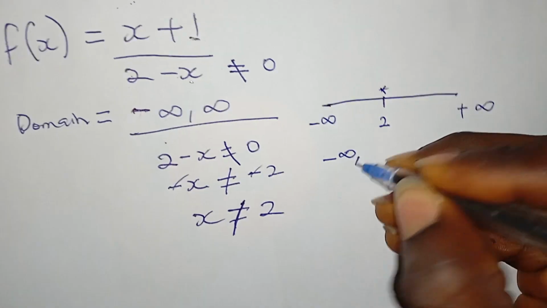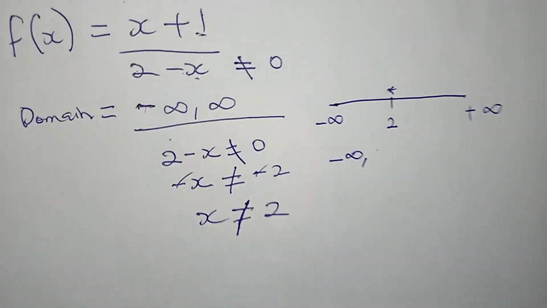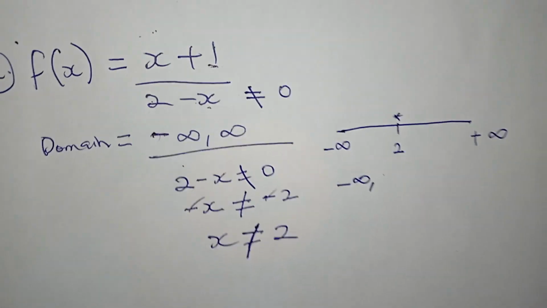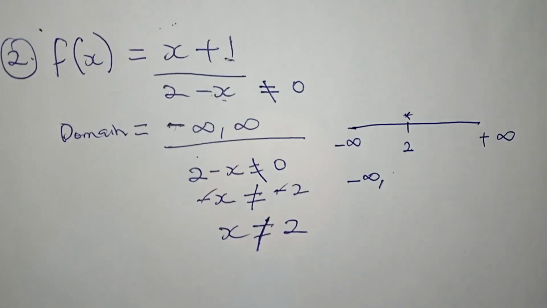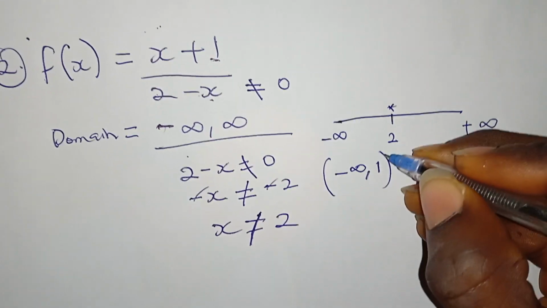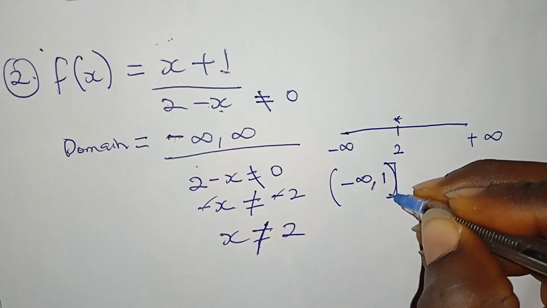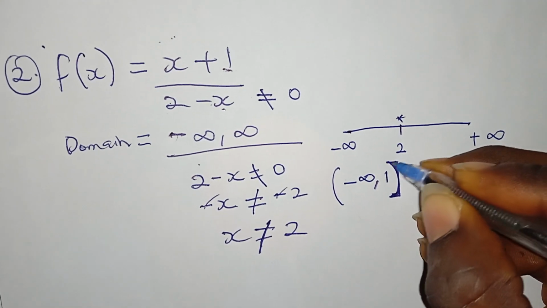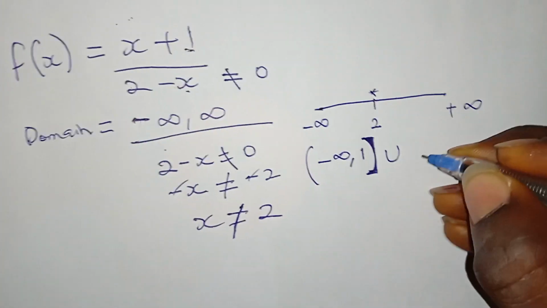So this is negative infinity, comma, let's now use down to 1, and this has to be closed, that is bracket, union.